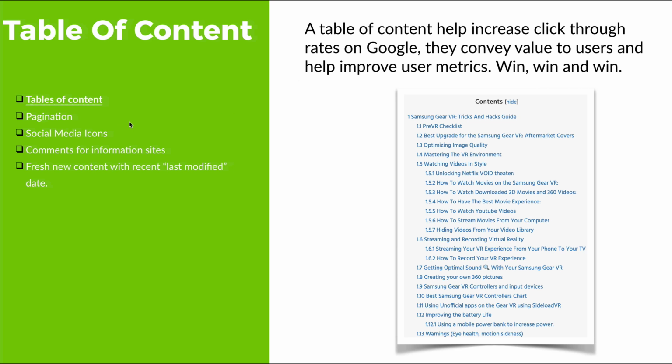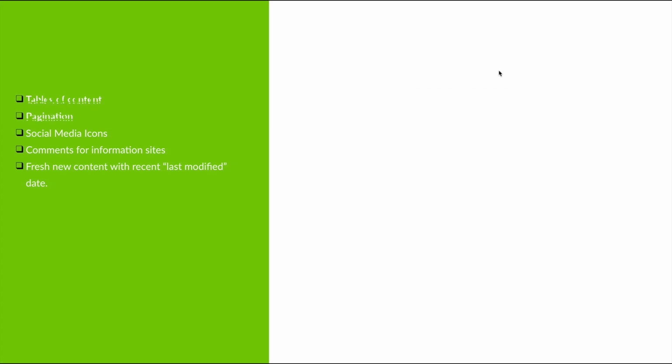So one of the checks I recommend people have is a table of contents. Tables of contents help increase the click-through rate because they provide you with a bigger listing on Google. Whenever you have a table of contents, Google will scan it and usually include it in the search engine listings, which means you will just get more clicks. They convey value to users when they land on your page, which means your users are going to stay on your site longer, and they will help improve user metrics. So win-win-win. Everything is awesome about tables of contents. If it's appropriate, definitely use it.